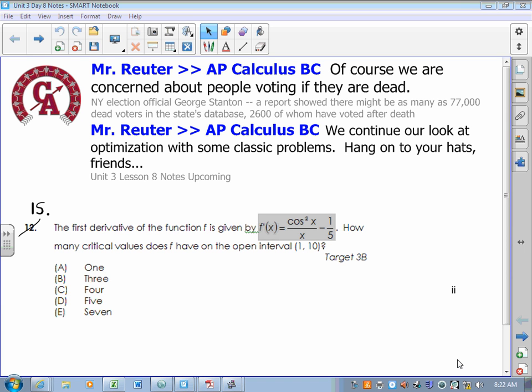Okay, friends, time for lesson 8, which kind of closes up our look at applied optimization. Truth be told, applied optimization used to be a much bigger part of AP Calculus than it is right now. The College Board got tired of people missing questions because of geometry and not because of calculus, and so there really is not a whole lot of applied optimization anymore. But I would like to work through a couple more classic problems with you.